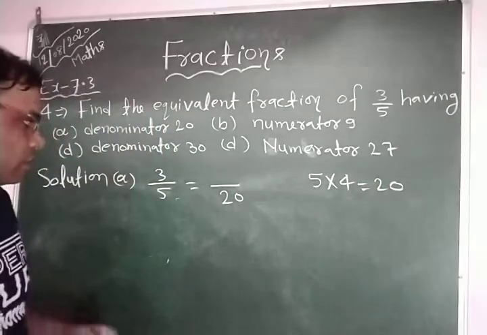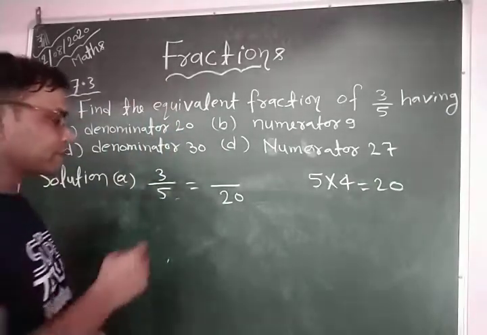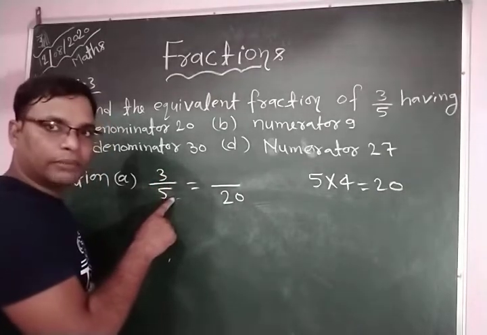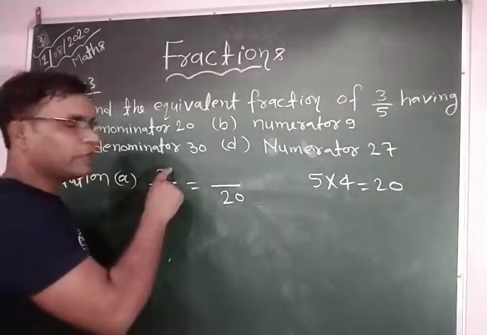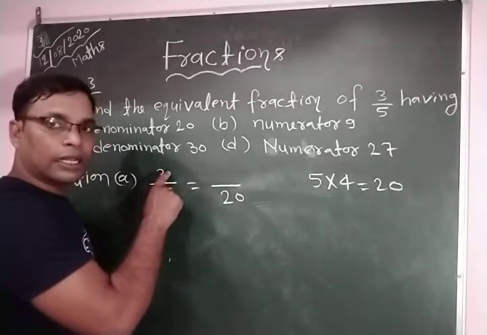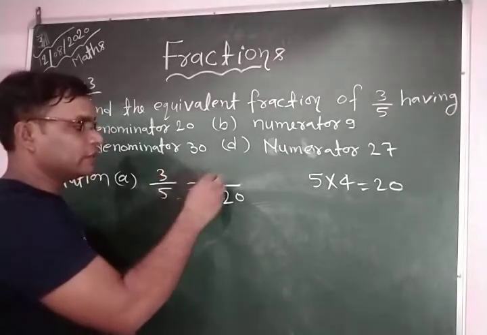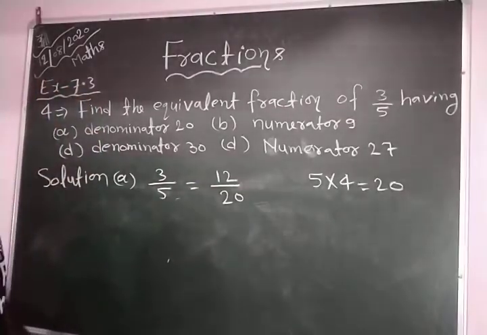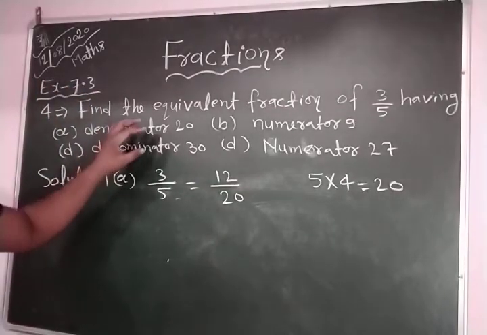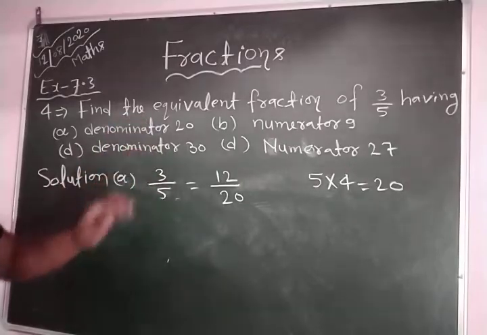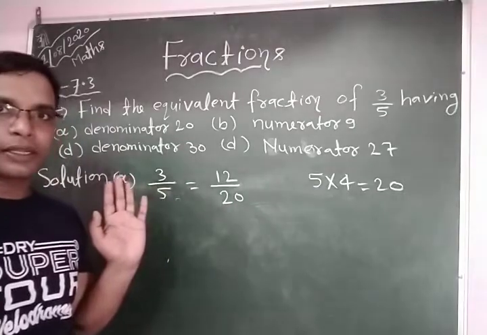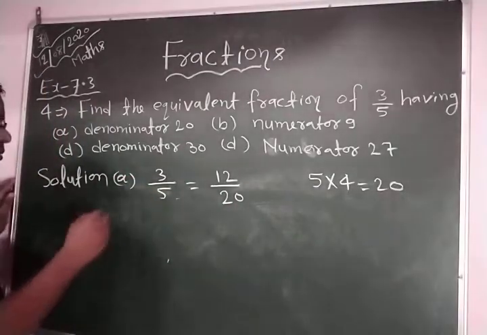Now we also multiply by 4 in the numerator, because we multiplied the denominator by 4. So we multiply 3 by 4, and then we obtain 12. Clear? So the required equivalent fraction of 3 by 5 is 12 by 20. Clear? Now B part.